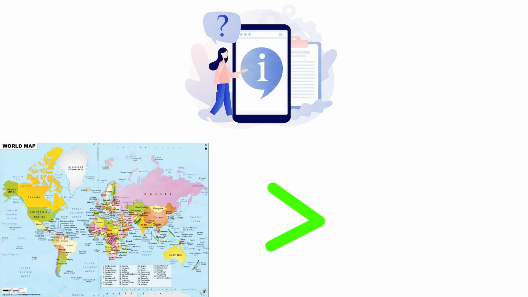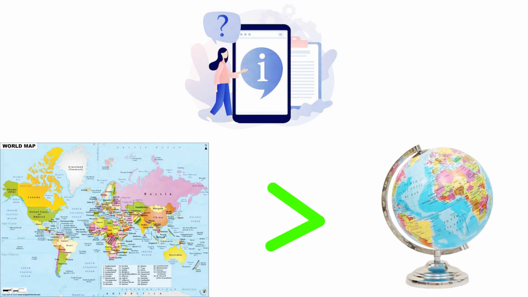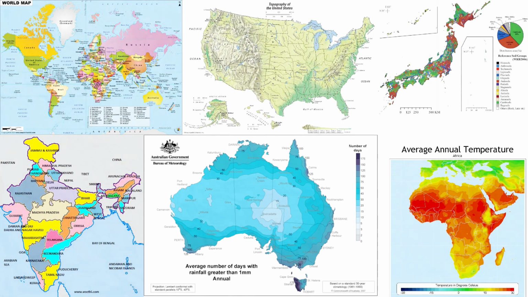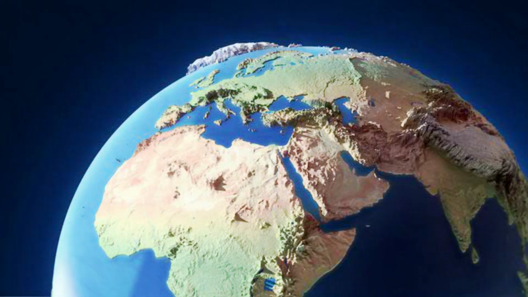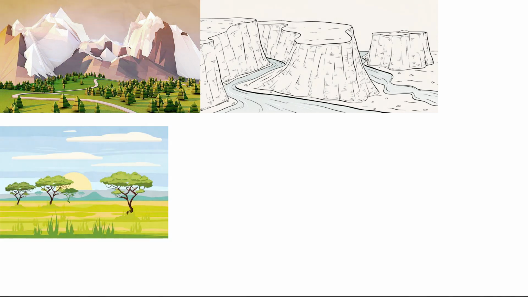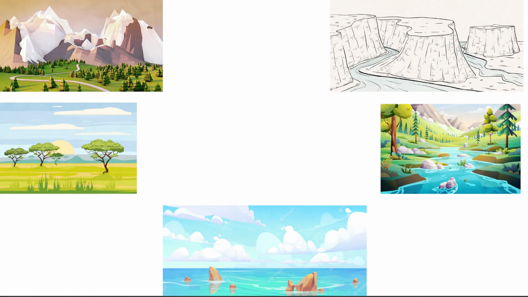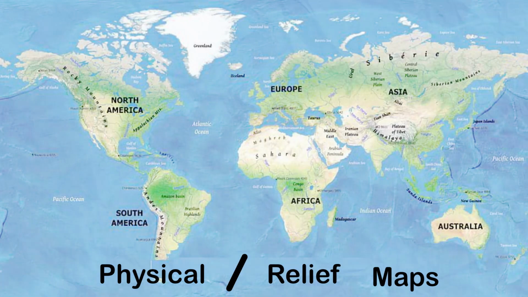Maps provide more information than a globe. They are of different types. Some of them are described below. Physical maps. Maps showing natural features of the Earth such as mountains, plateaus, plains, rivers, oceans, etc. are called physical or relief maps.